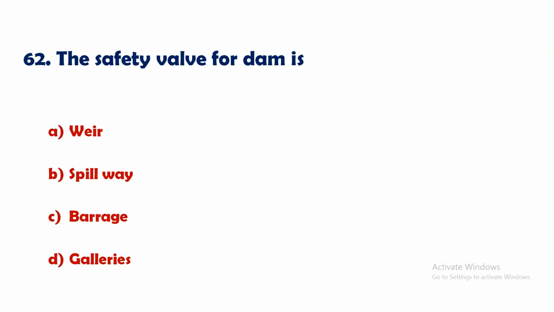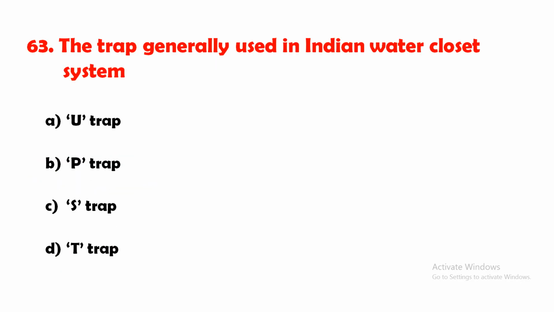The safety valve for dam is weir, spillway, barrage, galleries. The answer is the safety valve for dam is spillways. The trap generally used in Indian water closet system is U-trap, P-trap, S-trap, T-trap. The answer is the trap generally used in Indian water closet system is a P-trap.